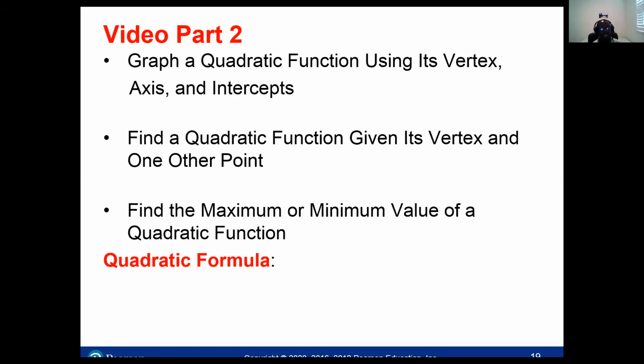All right, here is the second part of the video for section 3.3. Quadratic functions and their properties. These are the learning objectives.